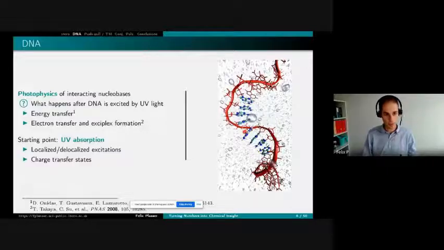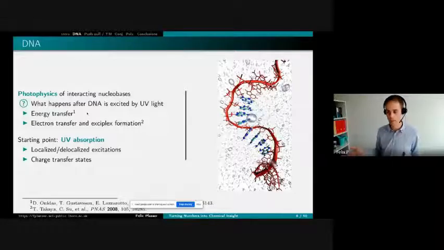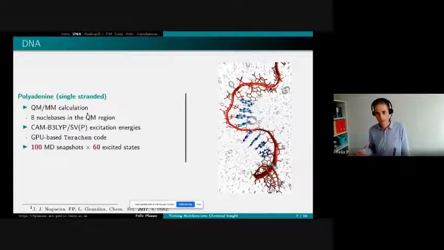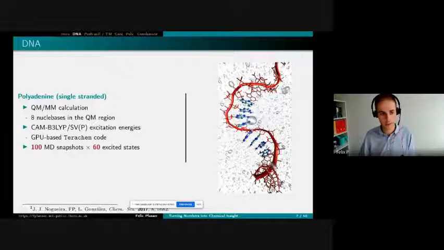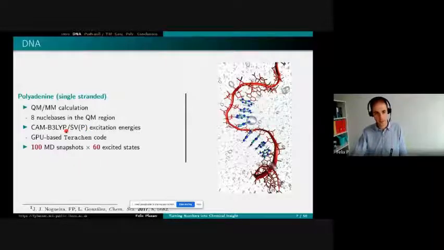And we care about what the starting point is, the UV absorption. So in terms of energy transfer between different nucleobases, we think about localized or delocalized states. And in terms of electron transfer, we think about charge transfer states. So that's what we start out with here. And then we looked at polyadenine, single-stranded computations. You see the system here. 8 nucleobases are treated in the QM region. So we're using TDDFT with a modern density functional.